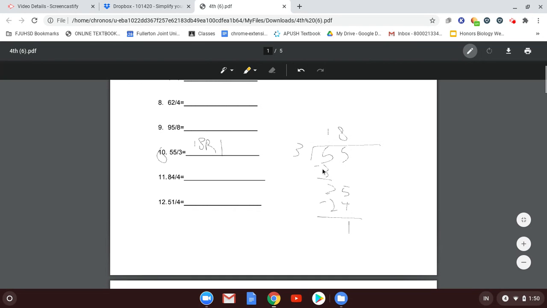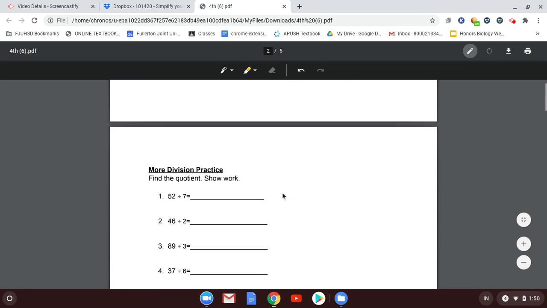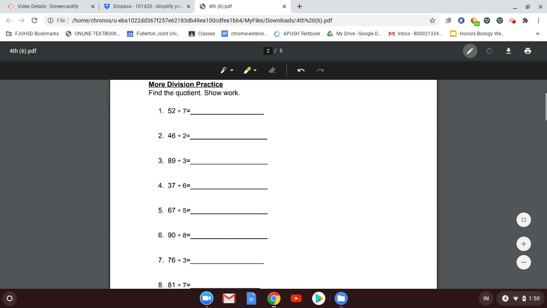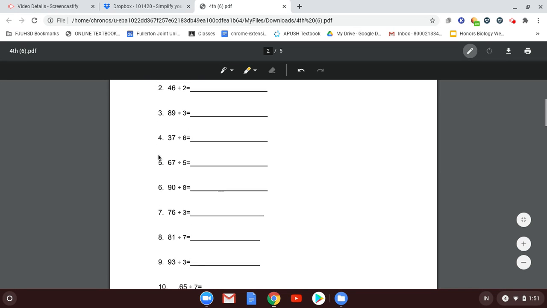And this is because we just divide and we have something left over that's smaller than the number that we're dividing with. That's why we can't divide it any further, and that's why it's a remainder, and that's why you can't put it in. So this is just more division practice.